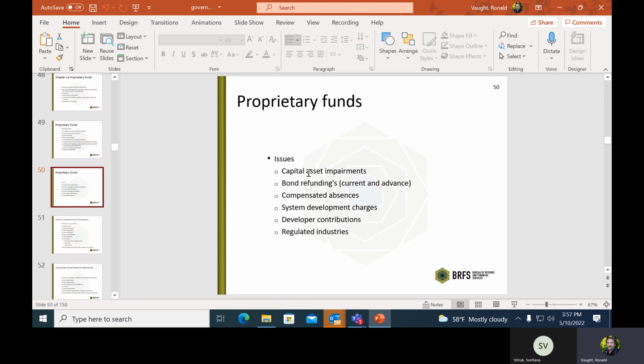So issues that you come up against with proprietary funds: capital asset impairments, bond refunding, refundings current and advanced, compensated absences, system development charges, developer contributions, and regulated industries. So SDCs, we have those both in governmental funds and enterprise funds.